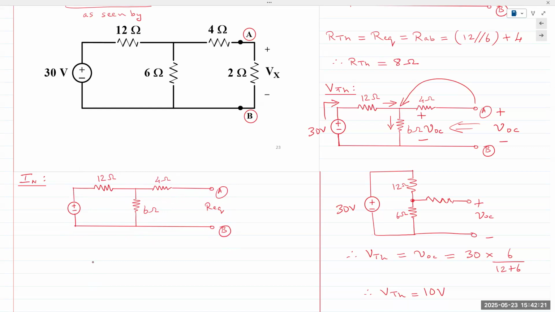Current needs a pathway to flow through. So we need to short the output terminals. Terminals of analysis are joined together in order for current to flow through. So you have current flowing, and because I chose the polarity as plus at the top and minus at the bottom, my current flows from top to bottom. So ISC is flowing in the downward direction.